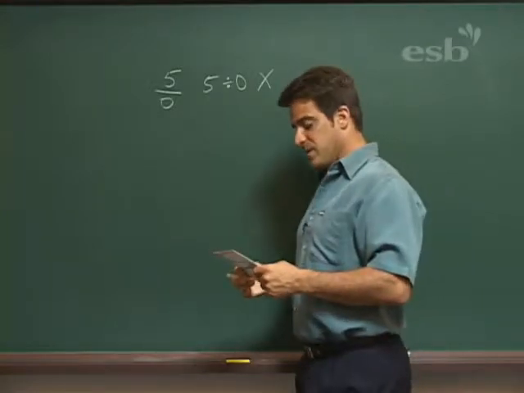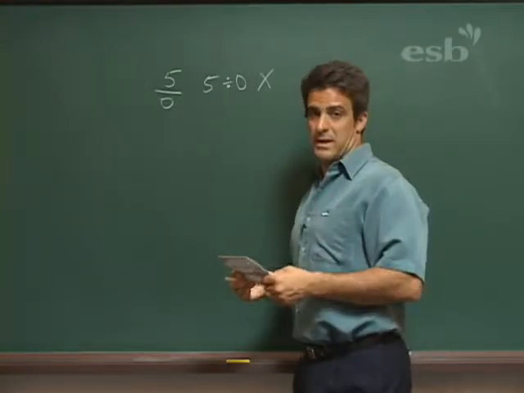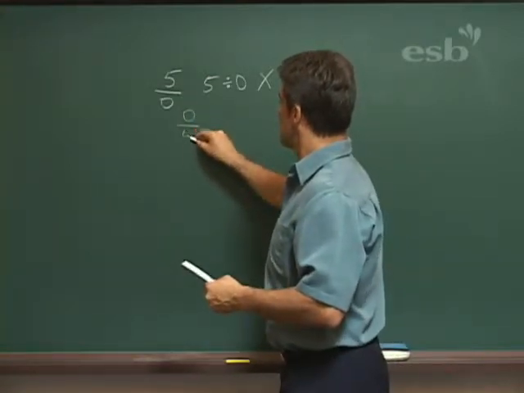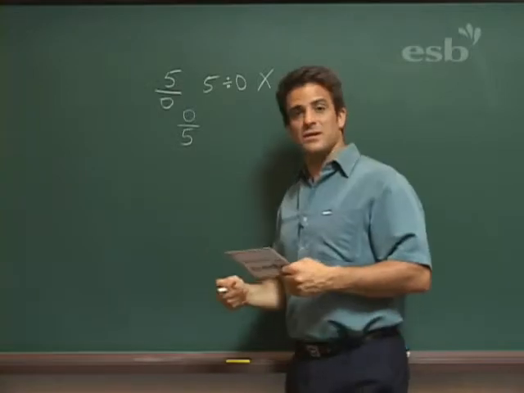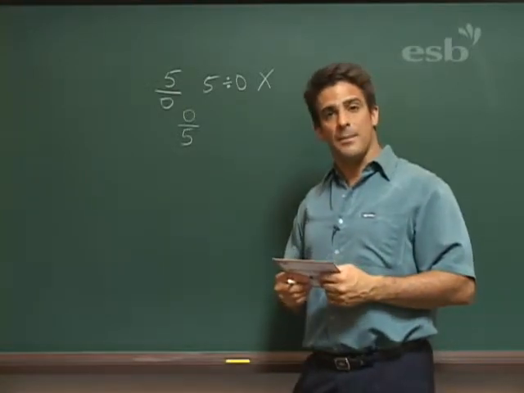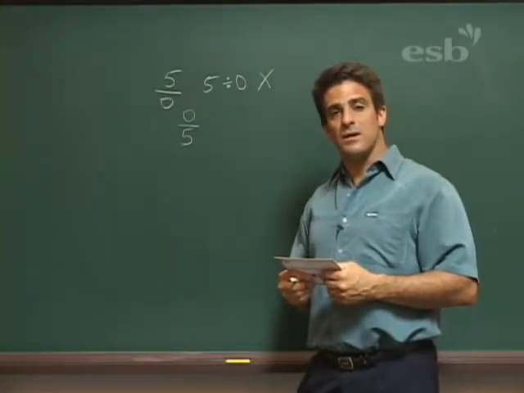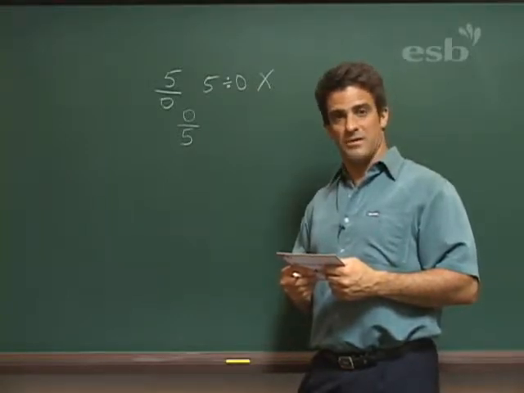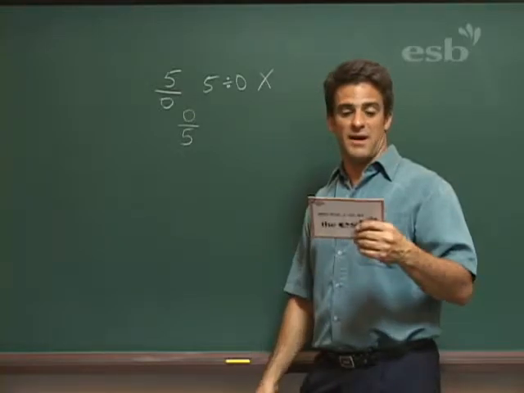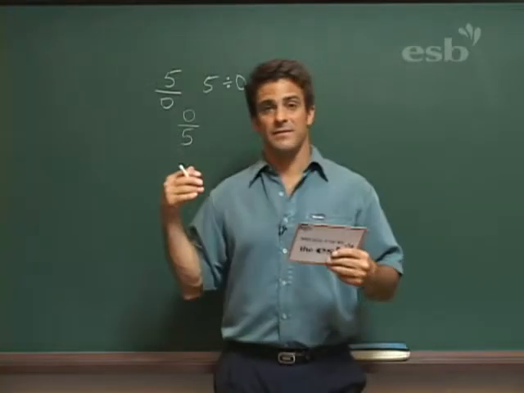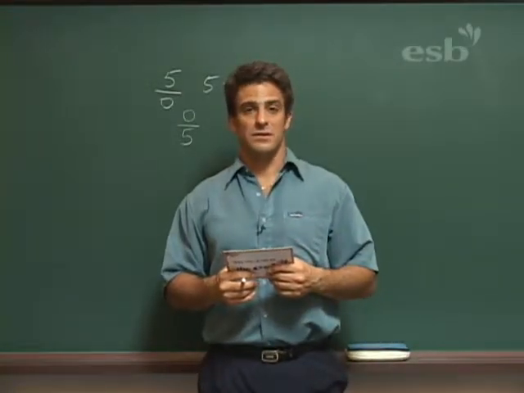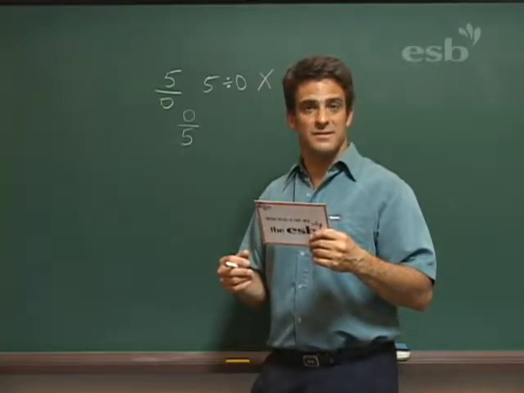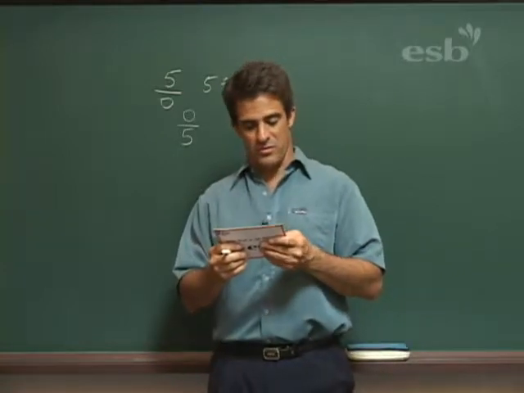The next one, the dividend also cannot be 0. The dividend is the number at the top. That also cannot be 0. 0 over 5. 0 divided by 5. So basically, in division, it's best not to use a lot of zeros. Okay, those are 2 important rules.